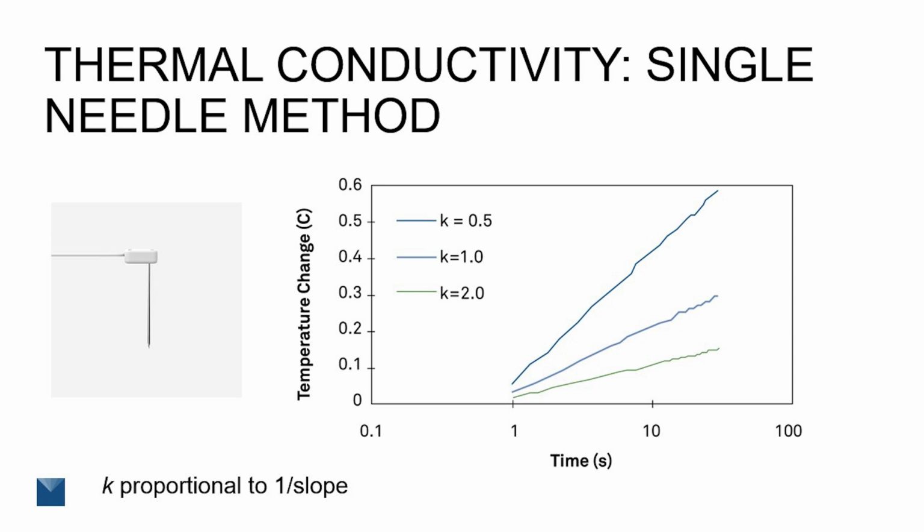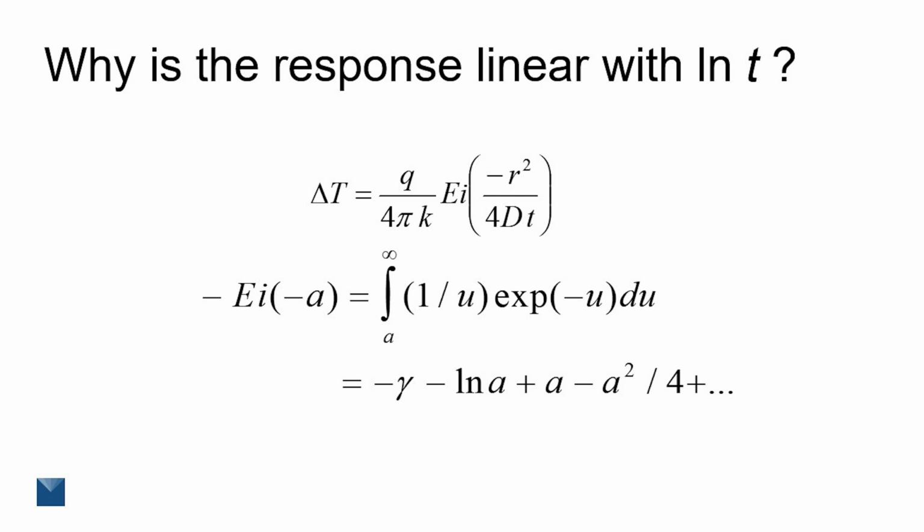Here we plot the difference between the temperature before the heat was applied and time, but time is shown on a log scale. The two other lines are for 1 watt per meter Kelvin and 2 watts per meter Kelvin. So you can see the slope of the line is inversely proportional to the thermal conductivity of the material. Now we could ask why we get a straight line when we do a semilog plot of the data.